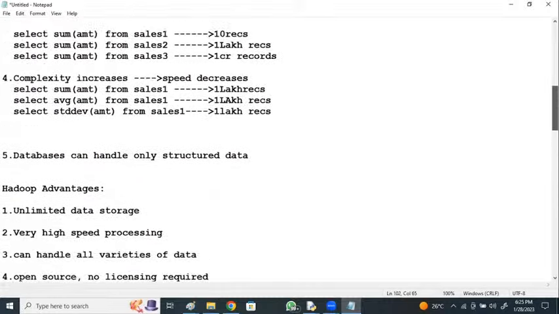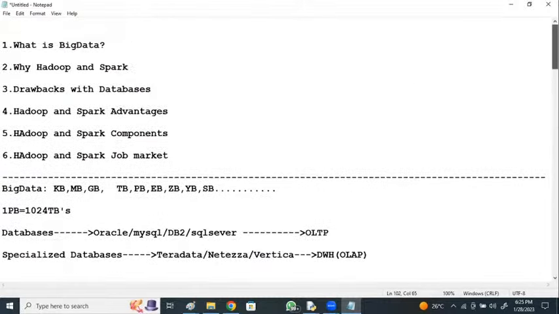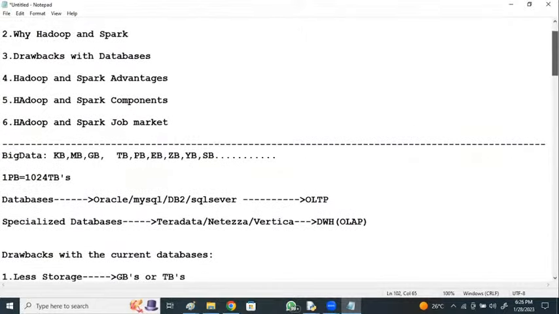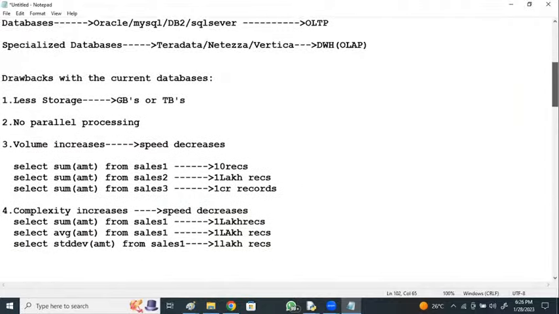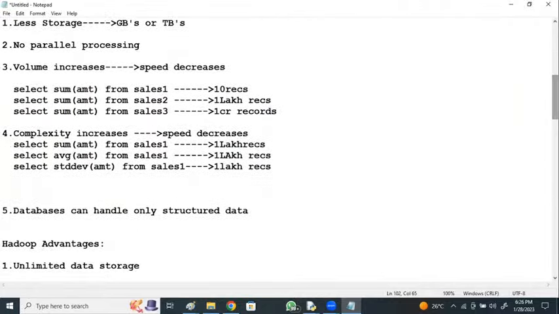Understood, right? What is Hadoop, why Hadoop, the drawbacks with databases, Hadoop advantages. And if you see today, most applications generate huge data, to be stored and to be processed, so these big data tools are mostly preferred, right?